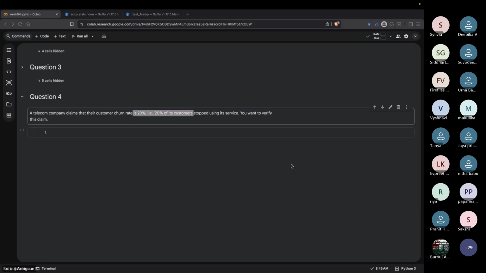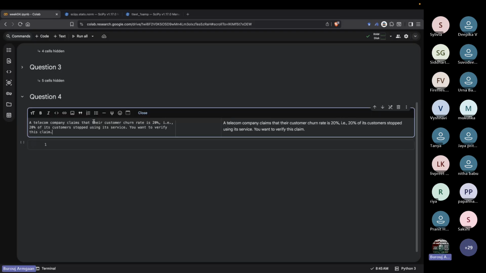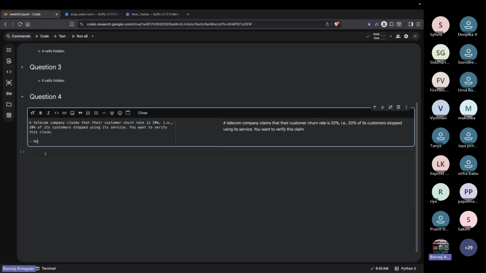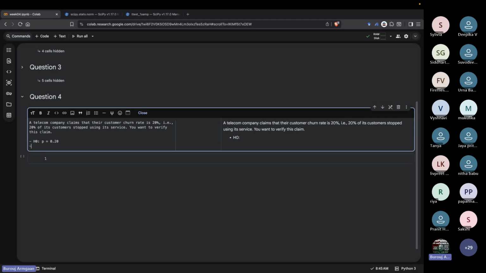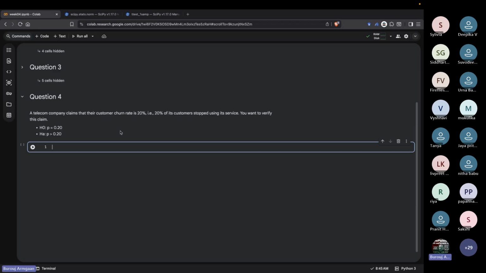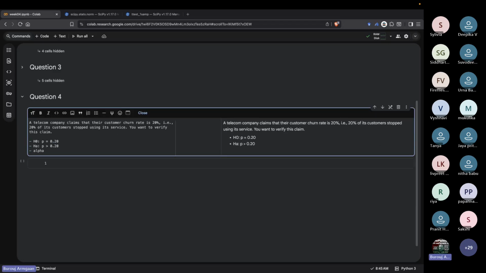So in this case, given that your null hypothesis is that my churn is 20%, my alternate hypothesis would be that my churn is, we could do maybe just greater than, or we can also do not equal to, we'll see. We have greater than 20%. This is our alternate hypothesis. Can you test whether their claim is correct, given that your alpha is once again 0.05?